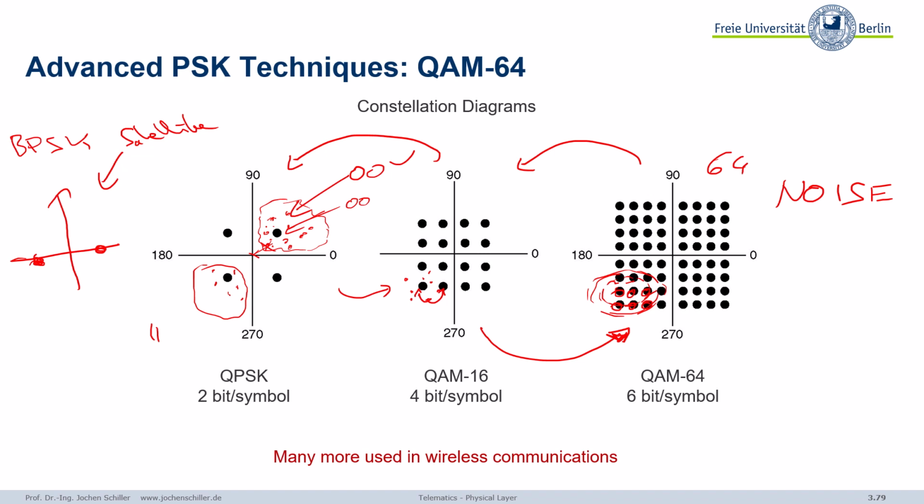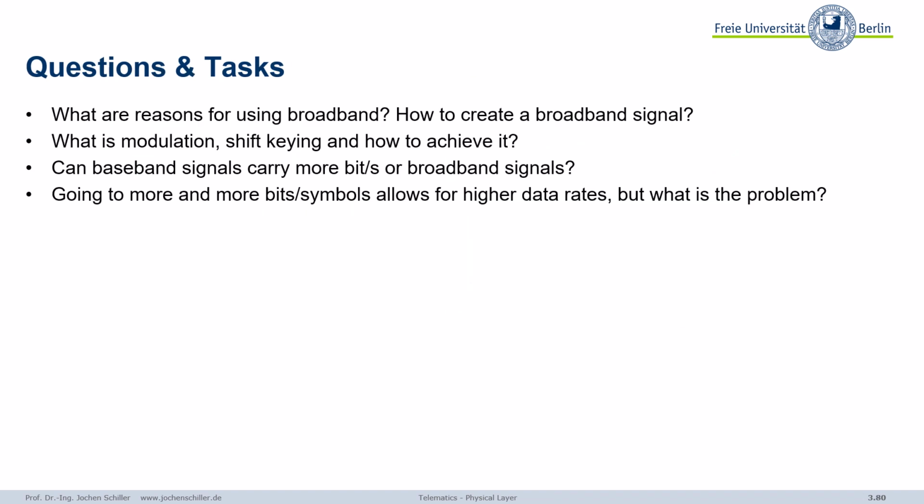Okay, so some questions. Why use broadband? Why not use baseband? That's fine. We have a wire and we simply transmit our baseband signals. Why and when do we have to go to broadband signals, and how do we create them? Then remember, what is modulation, why is it called shift keying, and how do we achieve it? There are different ways of doing this.